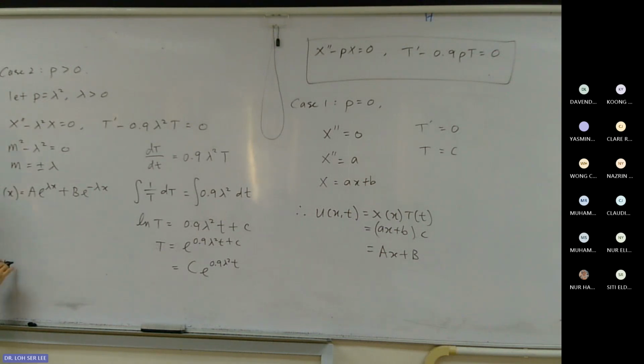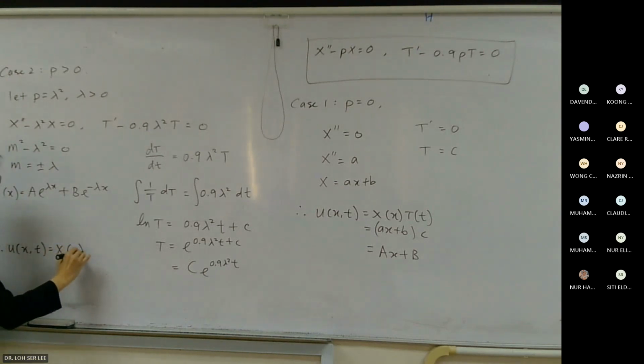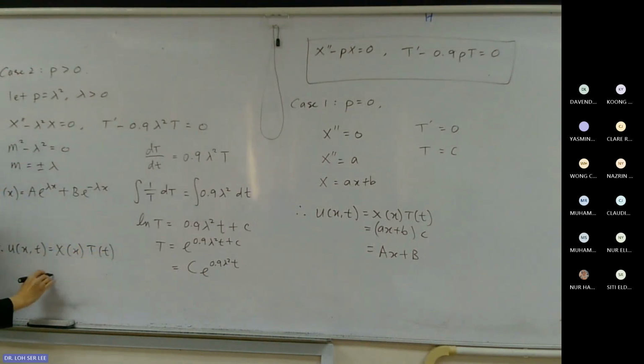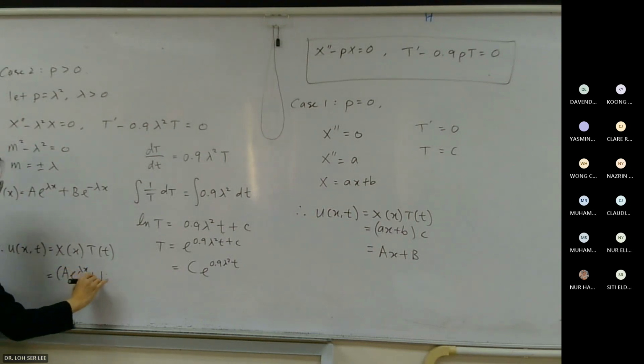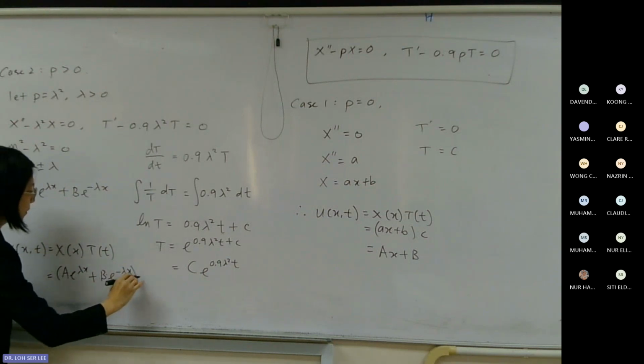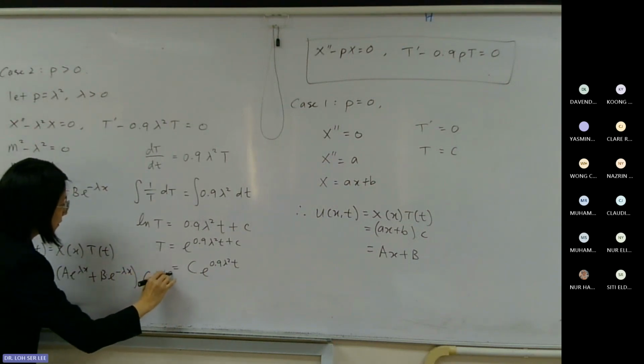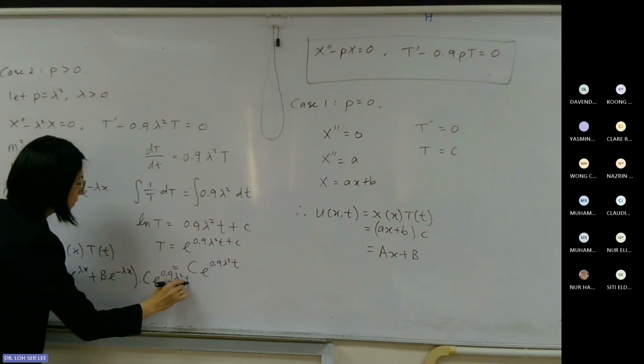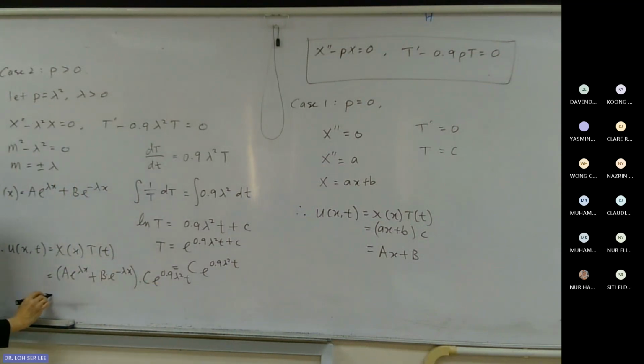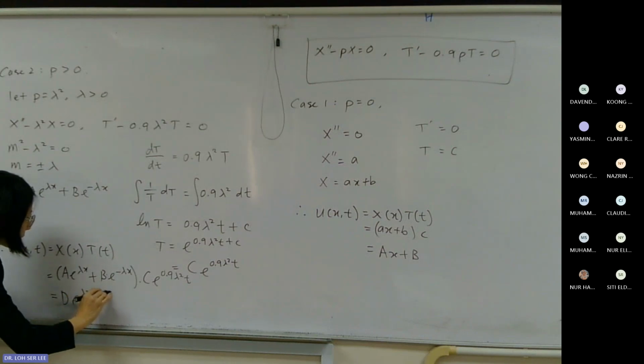And finally, your U(x,t). U(x,t) is X times T. So you just combine.